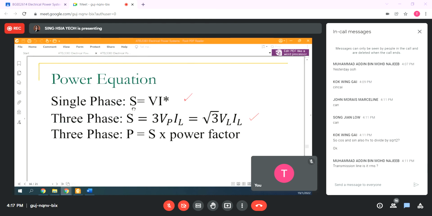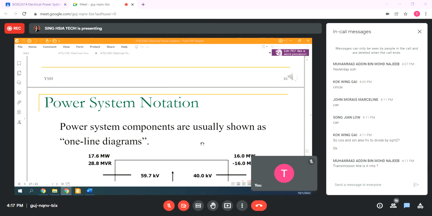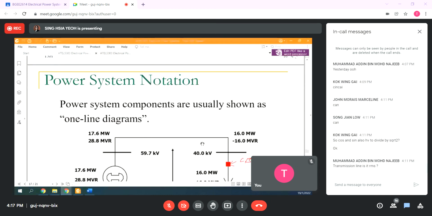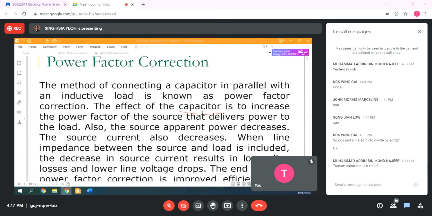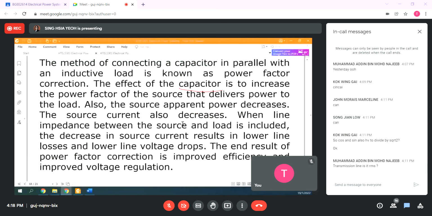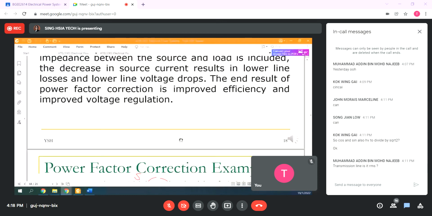Then the power equation: S equals VI conjugate for single phase. For three phase, S equals root 3 VL IL, or S times power factor. This is the power system, the power factor correction. As I said, when you want to improve the power factor, we can't have low power factor. We need higher power factor like 0.7 and above. So you use a capacitor installed in parallel to the load to increase the power factor.